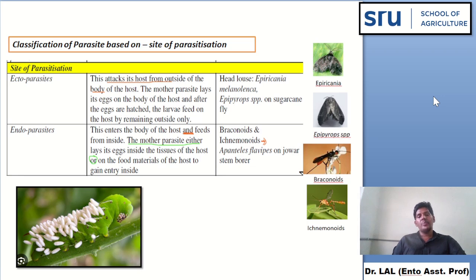In case of endoparasite, the parasite enters inside the host body and feeds inside. In this case, the mother parasite either lays its eggs inside the host tissue or on the food materials of the host to gain entry inside their host. Examples for endoparasites are braconid and ichneumonid wasps.